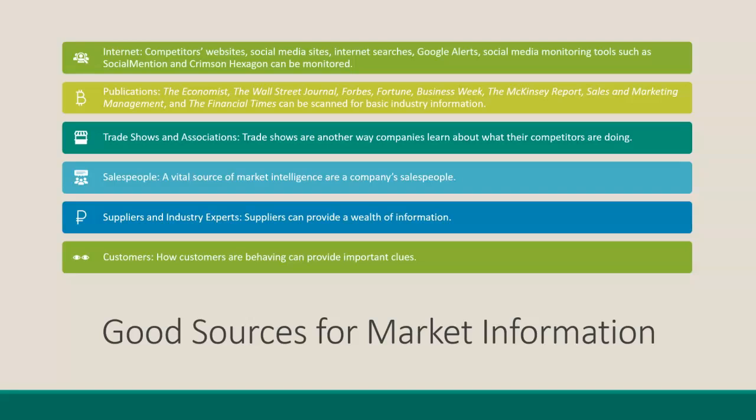Where can you find good sources for market information? You can go onto the internet. You can use competitors' websites, social media sites, internet searches, Google alerts, and social media monitoring tools such as Social Mention and Crimson Hexagon. You can use publications: The Economist, The Wall Street Journal, Forbes, Fortune, Business Week, the McKinsey Report, Sales and Marketing Management, and the Financial Times. You can scan these for basic industry information.